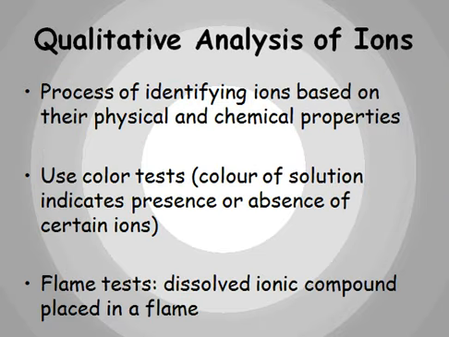Now we can identify ions based on their physical and chemical properties, and to do this we can use color tests. We can use flames. When you dissolve the ionic compound and place it into a flame, it produces nice pretty colors. Or you can use the color of a solution, and the color indicates the presence or absence of certain ions. Again, nothing really new, just a quick recap of net ionic equations.